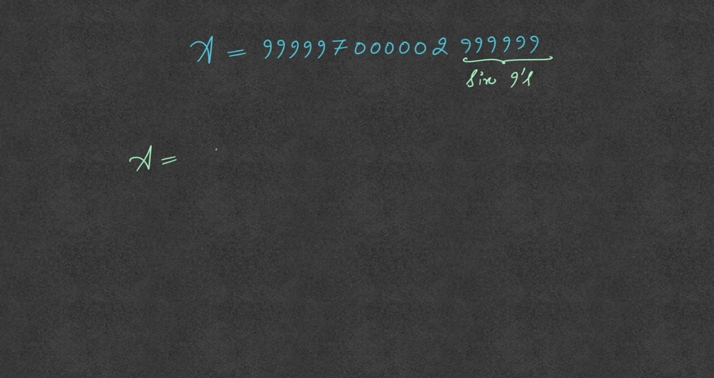So this is 9 into 10 raised to power 0 for unit place, 10 raised to power 1 for 10 place, 10 raised to power 2 for 100 place, and so on up to 10 raised to the power 5. So in totality, from 10 to the power 0 to 10 to the power 5, there will be 6 places where 9 can be placed like this.